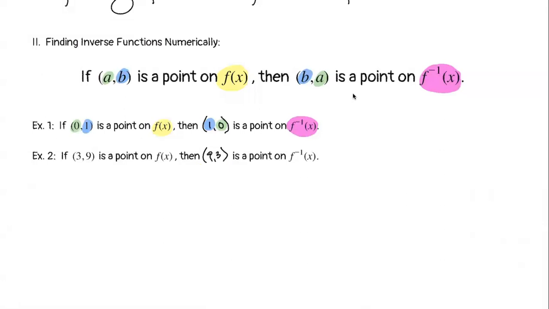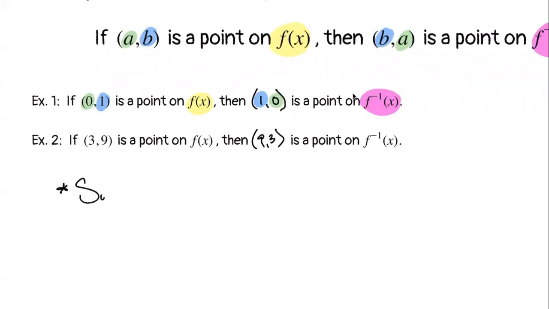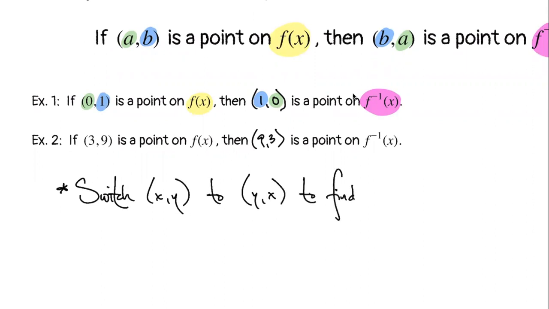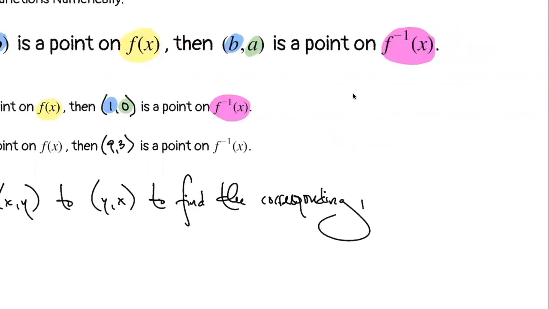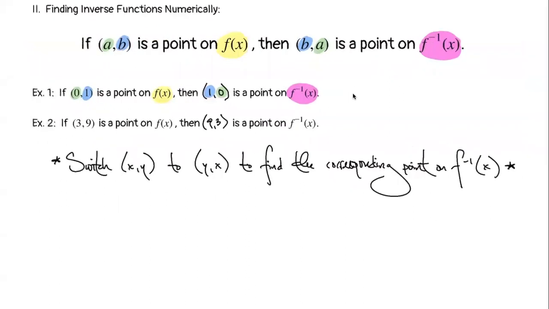And the note that I want us to write for ourselves here is this. You're going to switch the x, comma y to y, comma x to find the corresponding point on the inverse function. All right. So we're going to switch xy to yx to find the corresponding point on the inverse function.